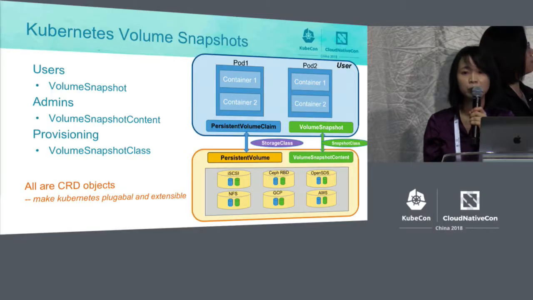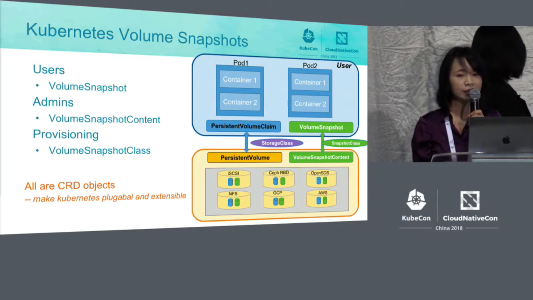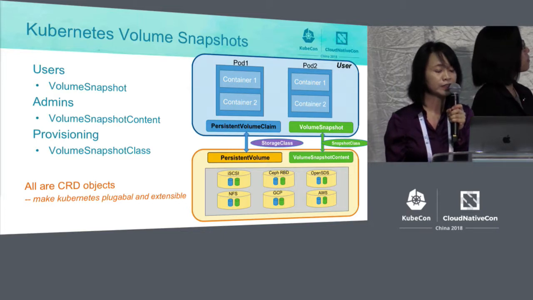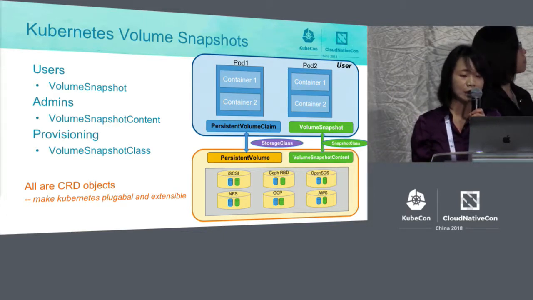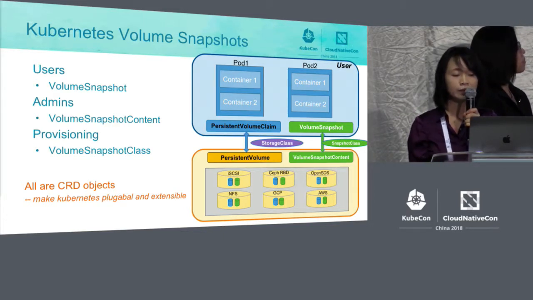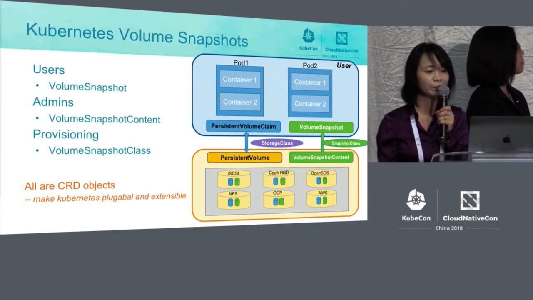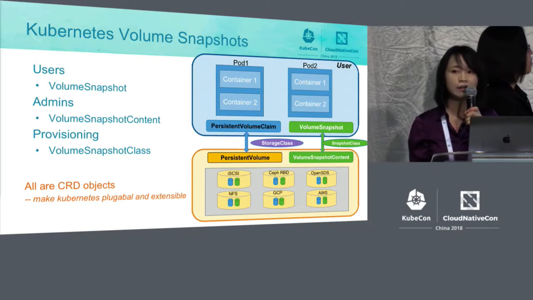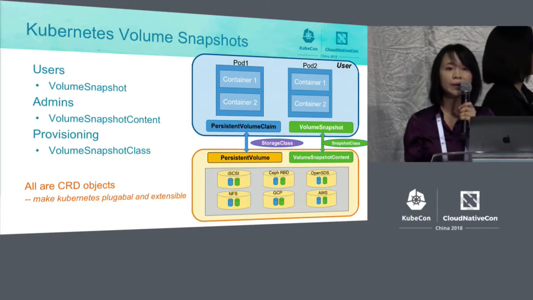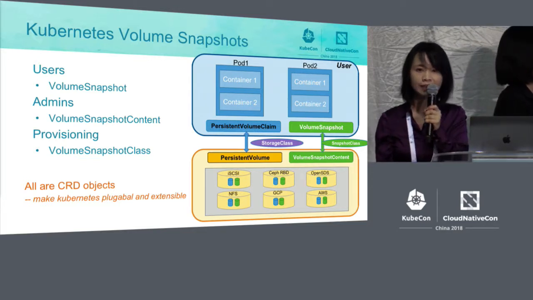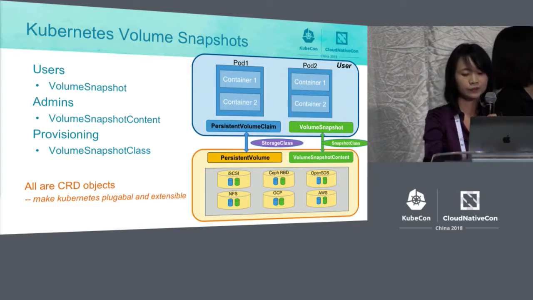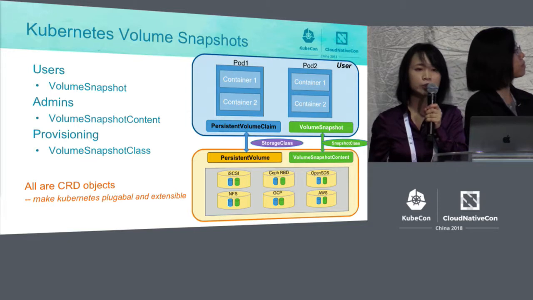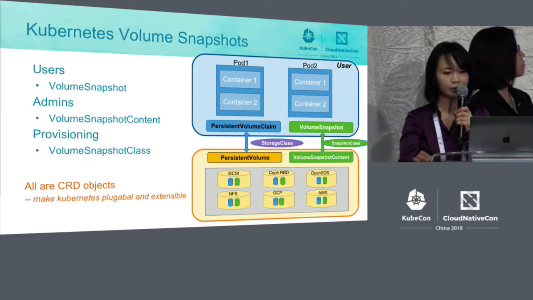Because a volume may have multiple snapshots, and each snapshot may have a different request, we use this different snapshot class, not reusing the storage class for the volume. All these volume snapshot API objects are CRDs, which makes Kubernetes pluggable and extensible. And the CRDs will be installed automatically by the external snapshotter sidecar container.